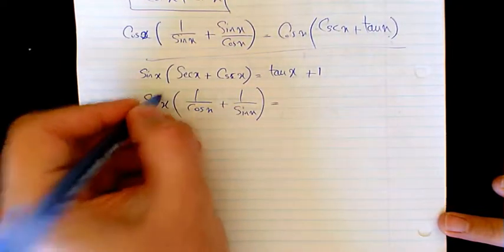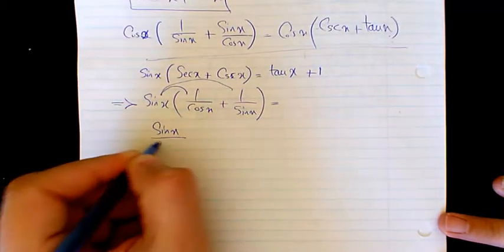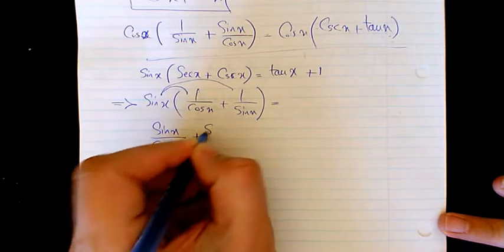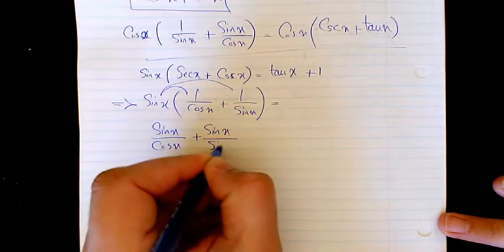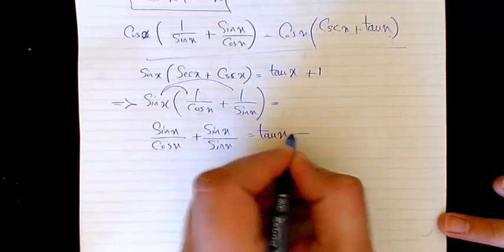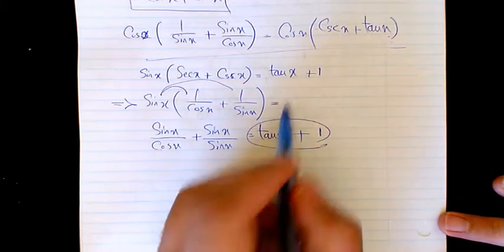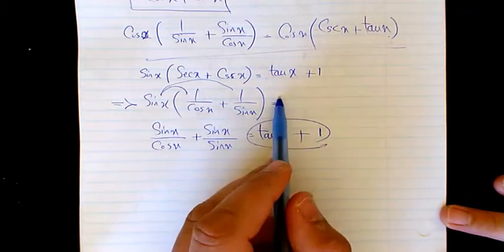So I multiply this sine into here. It's going to be sine x divided by cosine x plus sine x divided by sine x. So it's going to be tan x, and here, sine x divided by sine x is going to be 1. So basically that's proven what we have here.